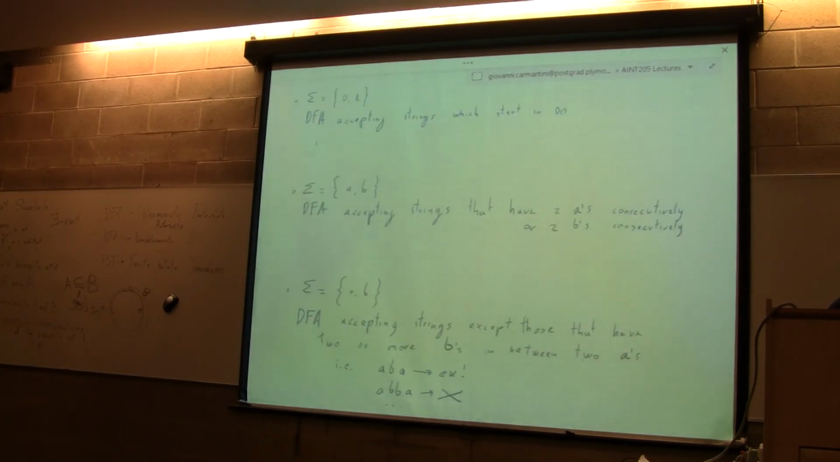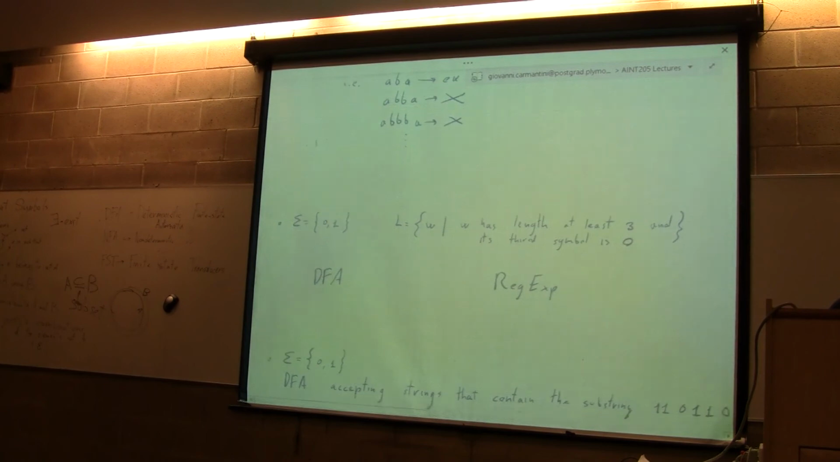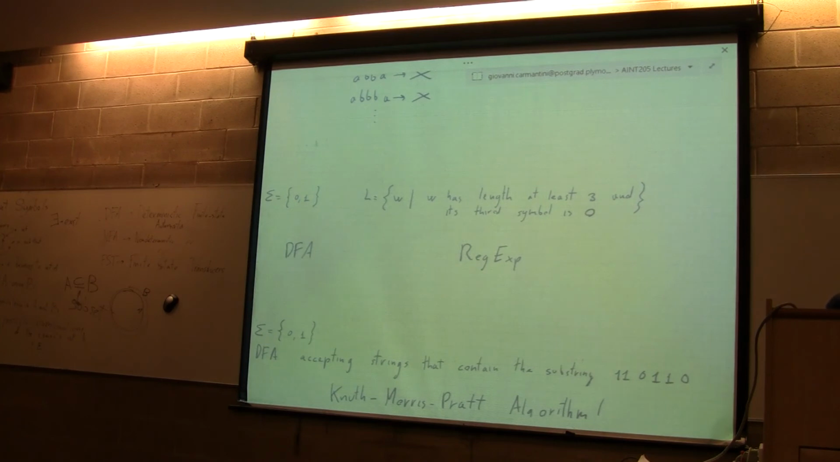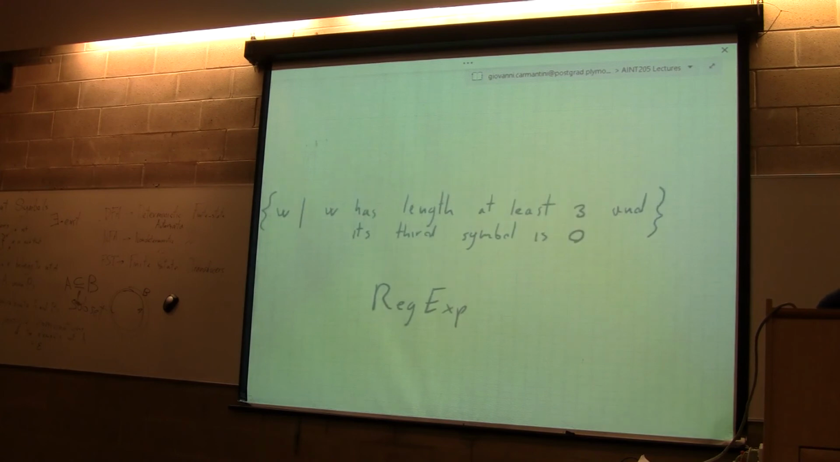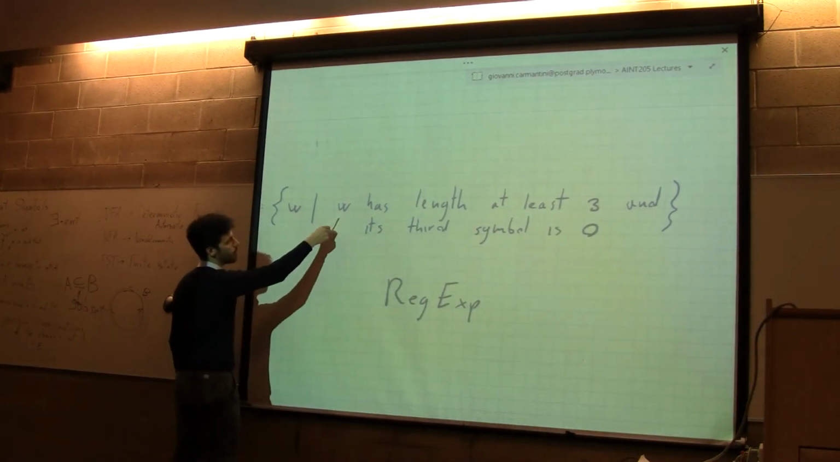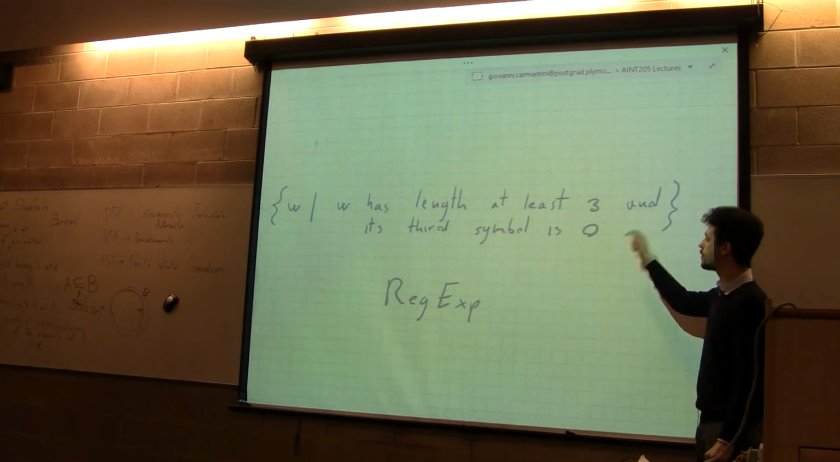I have more of that, but I only have an hour, so let's do this one. Okay. So another language defined on the alphabet 0 and 1 is composed of all the strings which have this property: the string has length at least 3, and its third symbol is 0.